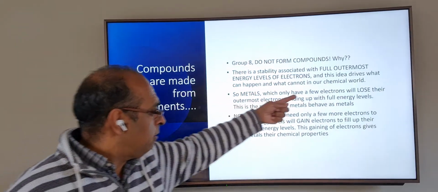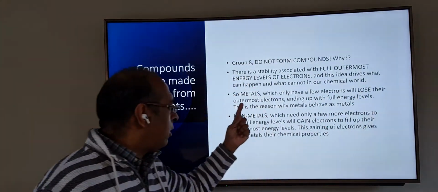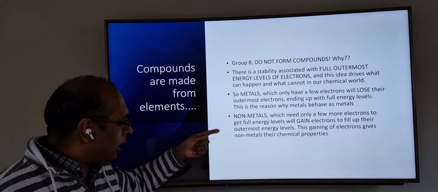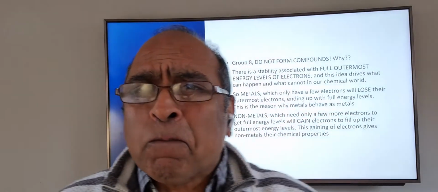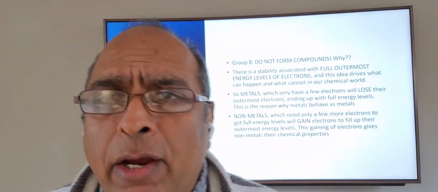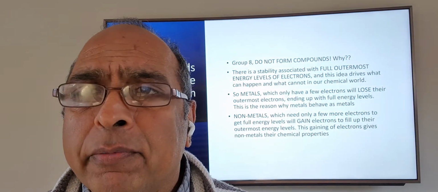Look, metals have just a few electrons. They lose their outermost electrons, ending up with full energy levels on the outside. And that's the reason why metals behave as metals. So the behavior of metallic things happens because they lose electrons. And that's really quite an important point.